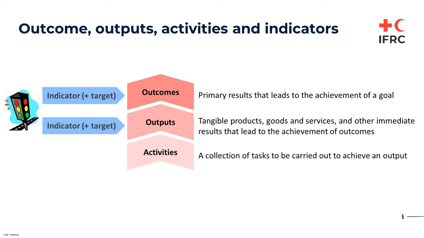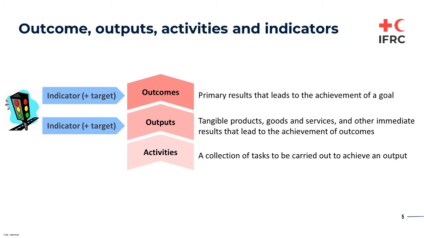And how do you achieve this outcome then? It's by having outputs, which are tangible products, goods, and services. And how do you achieve those outputs? It is by carrying out activities, which are a collection of tasks to be carried out to achieve an output.